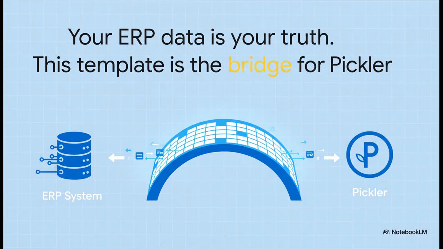Now, it's super important to understand the workflow here. Your main product data, your single source of truth, lives in your ERP system. You're not actually managing that data inside Pickler. Think of this template as the bridge. It's how you bring that data into Pickler so you can start doing the cool stuff, like running powerful footprint calculations and getting everything ready for the digital product passport.